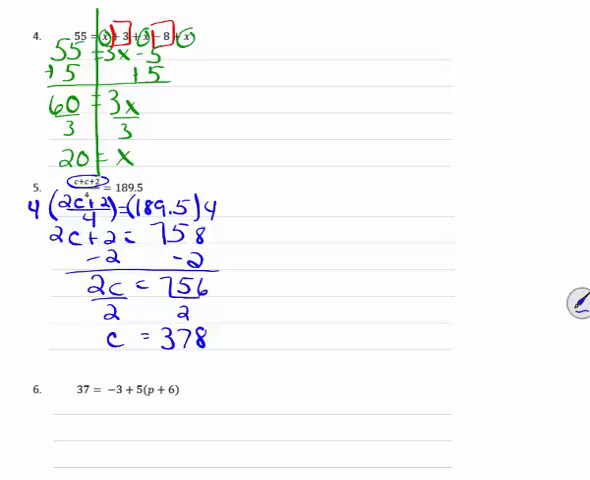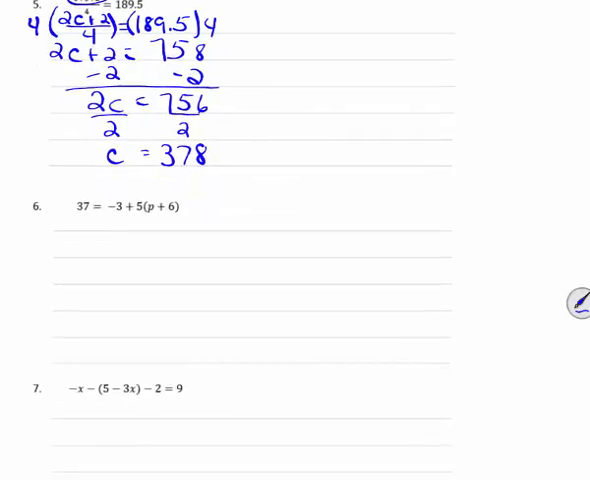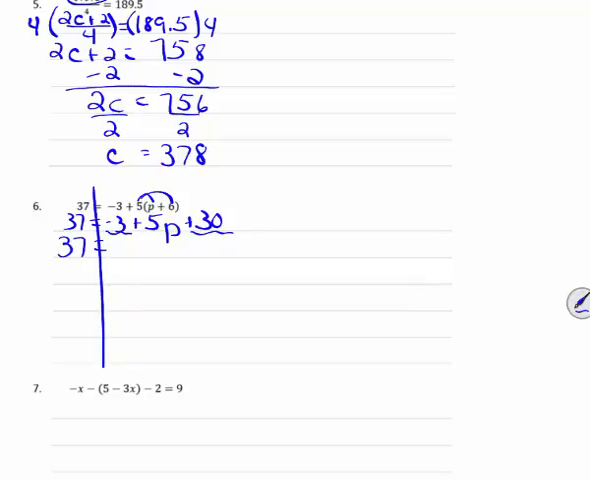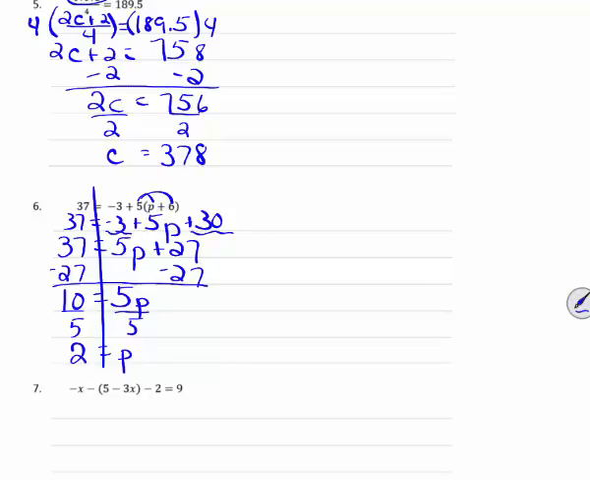All right, number 6. I have to do my parentheses first. So we're going to have 37 equals negative 3. 5 times p is 5p. 5 times 6 is 30. Now I'm going to put my like terms together. And like terms are always on the same side of the equal sign. So we're going to have 5p plus 27. Right? Negative 3 and 30 is 27. Subtract 27 from both sides. So 10 equals 5p. Divide by 5. So 2 equals p.